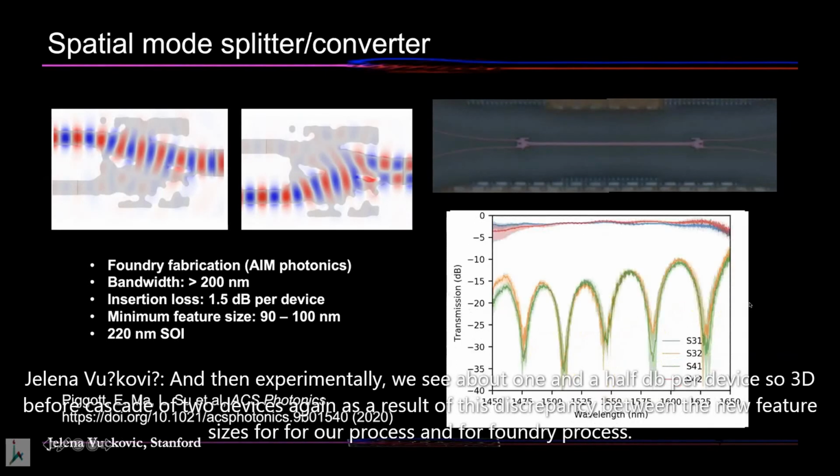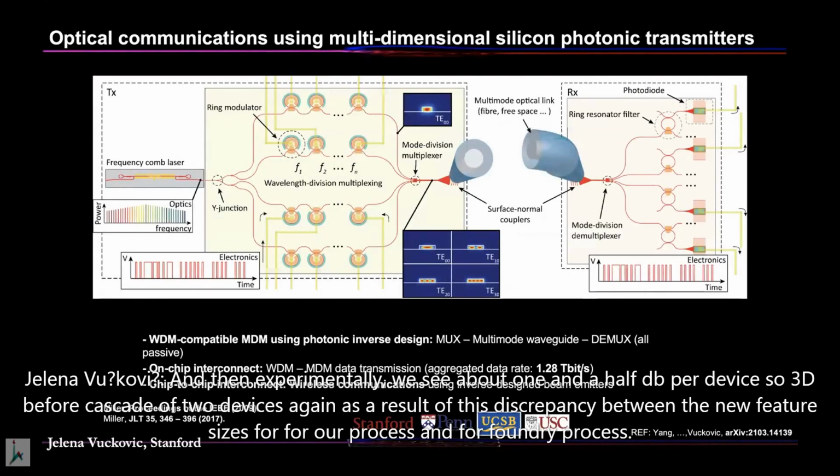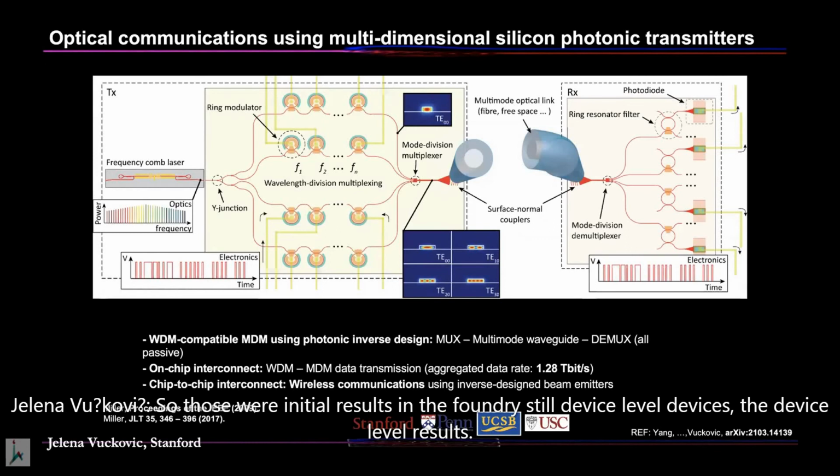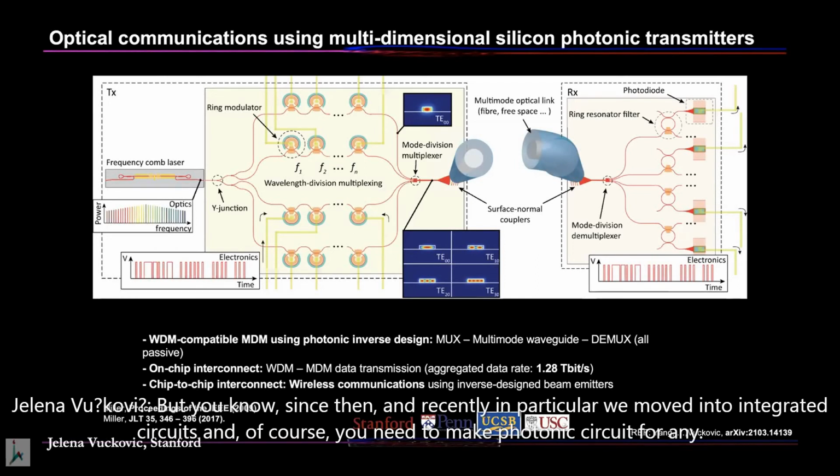And then experimentally, we see about 1.5 dB per device, so 3 dB for a cascade of 2 devices, again, as a result of this discrepancy between minimum feature sizes for our process and for the foundry process. So those were initial results in the foundry, still device level results. But since then, and recently in particular, we moved into integrated circuits.